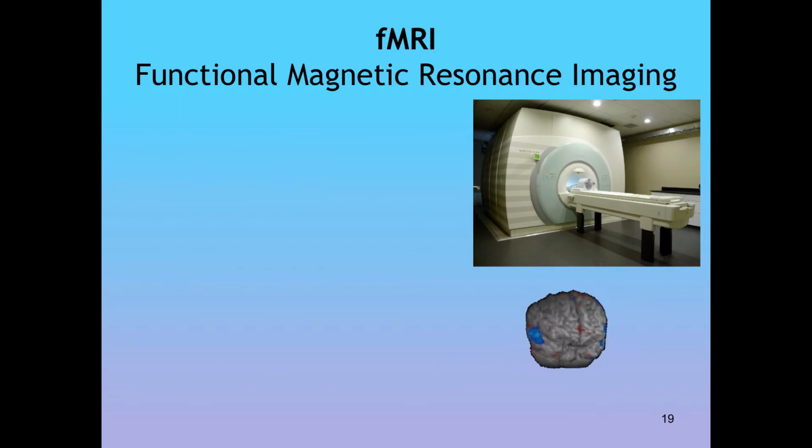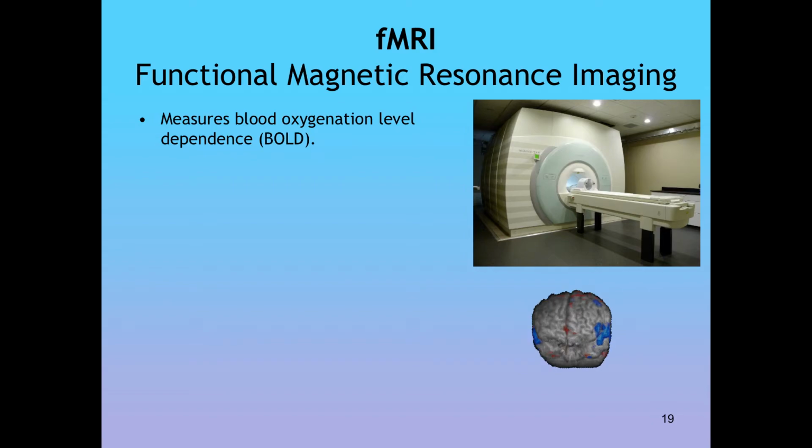On to MRI, or fMRI. Functional magnetic resonance imaging is what it stands for. And this is a technique that's rapidly increased in popularity in recent years for the neuroimaging of humans. And what this technique does is it measures blood oxygenation, which again can tell you something about how active certain brain regions are during certain tasks.